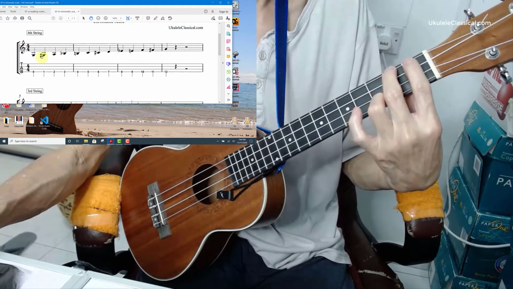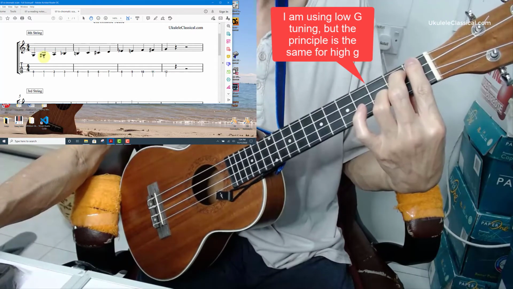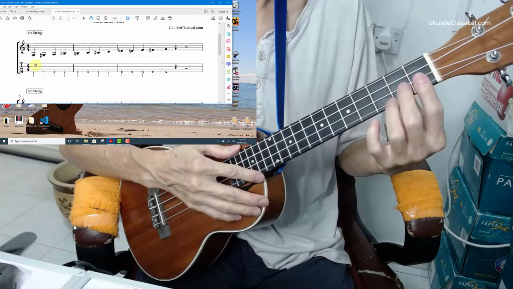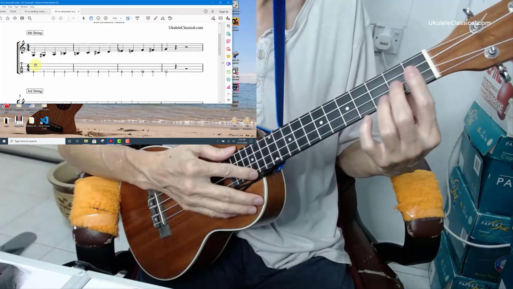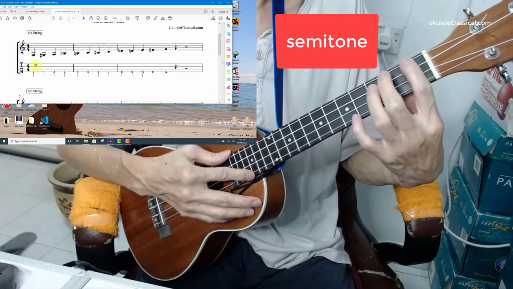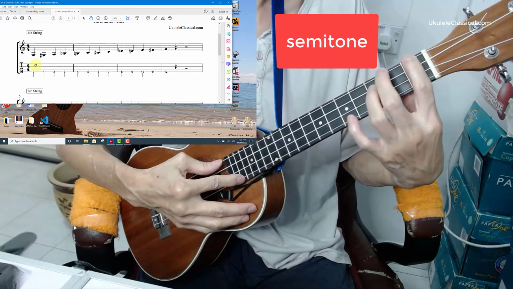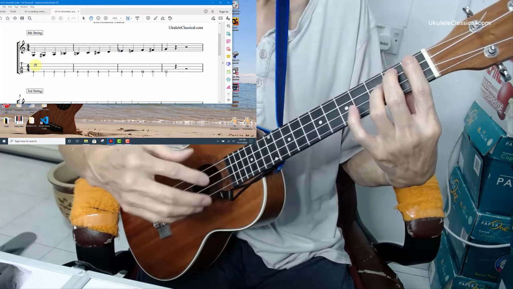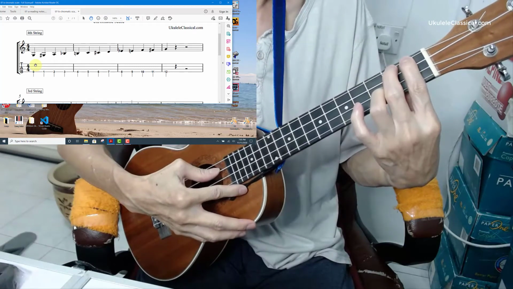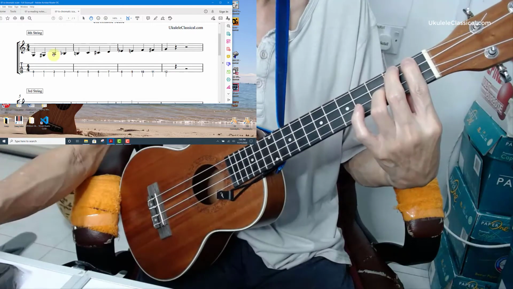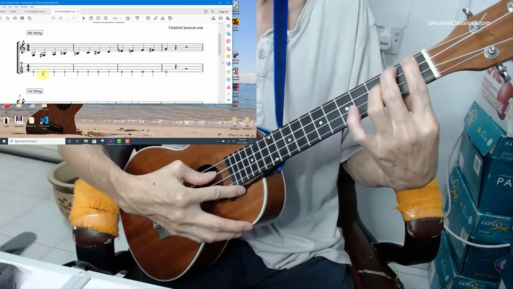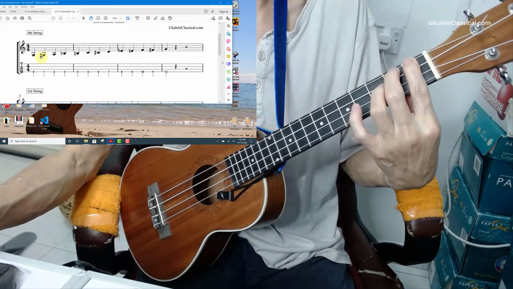So what's the meaning of sharp? Sharp means you increase the value by a semitone. The distance between each fret is called a semitone. Semitone means half a tone. One tone is from here to here. Semitone is from here to here. That is the meaning of semitone. So when we go from one fret to the next, it is a semitone. Here, from G to G sharp, it's a semitone. So we use this symbol, sharp, to mean increase by half a tone, a semitone.